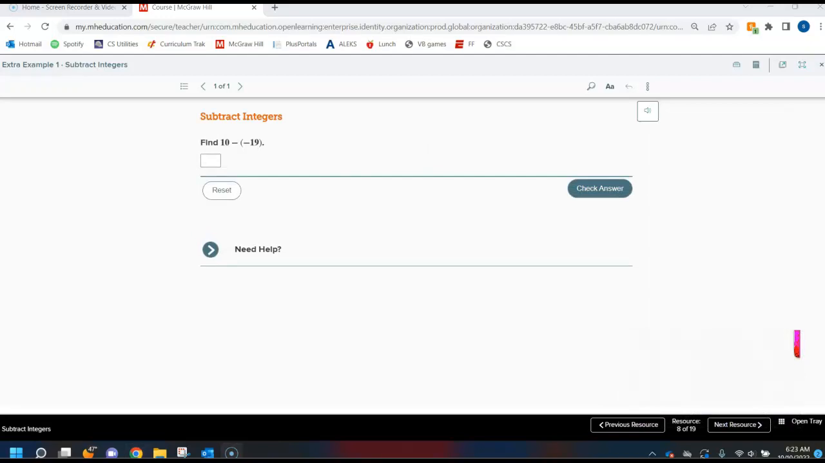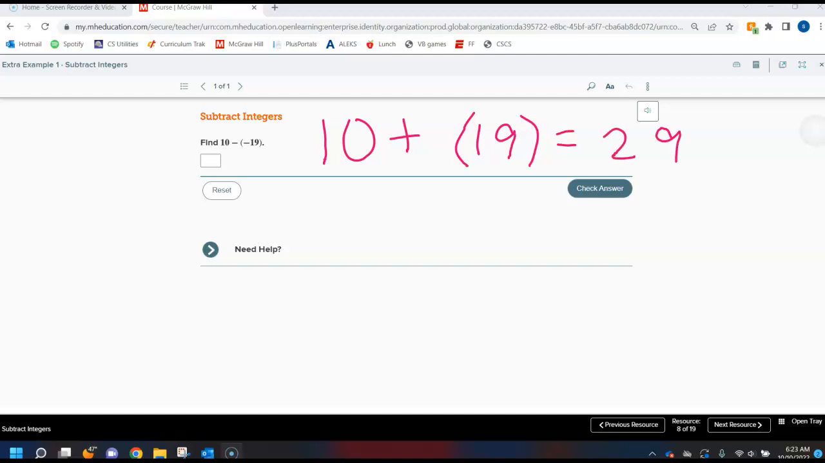Anyway, so if we have 10 minus negative 19, we can write this as 10 plus, and then what would it be? Think about it. Positive 19. So I'm going to change copy. We're going to copy the first number, we're going to change it to addition, and then we're going to make this the opposite. So we're going to add the additive inverse, which equals positive 29 there.